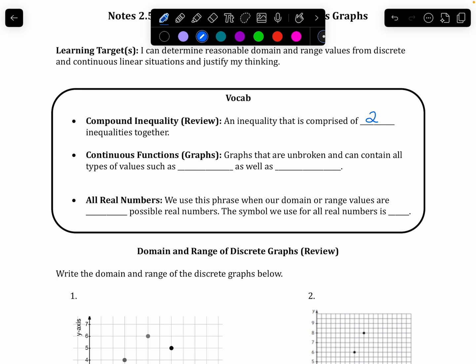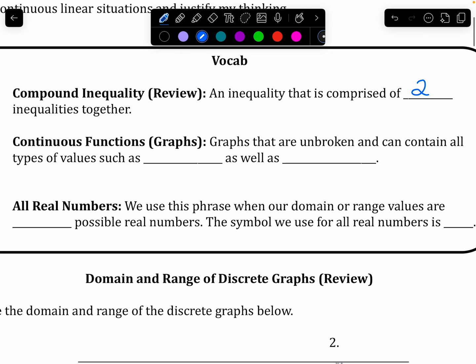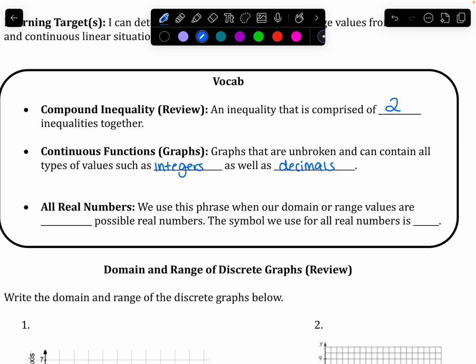Continuous functions, specifically graphs, are graphs that are unbroken and can contain all types of values, such as integers as well as decimals, okay? So that is what makes continuous functions a little bit more challenging than discrete functions: you have all of these possible values that can be contained in your domain and range. And so it's a lot more difficult to list all of them, because you can't physically list all of them.